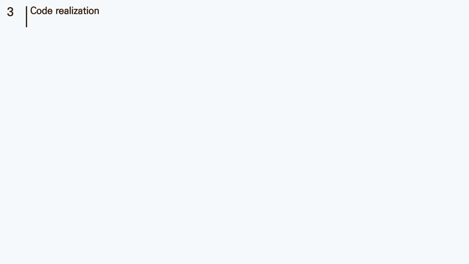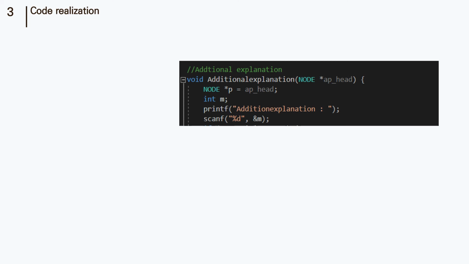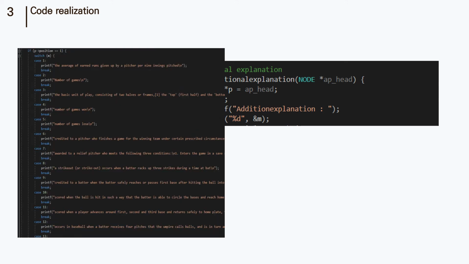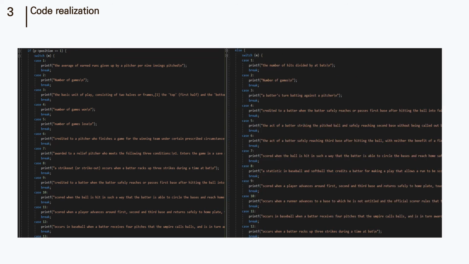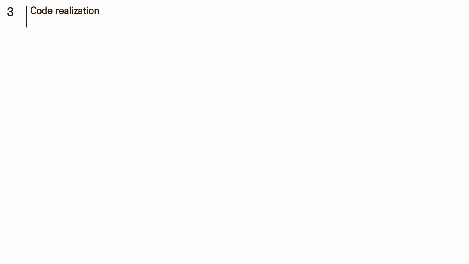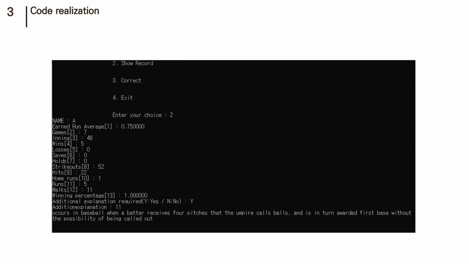Let's look at the additional explanation function. Enter a number for the term that requires an explanation, such as the number assigned in the input record function, and call the description using the switch. Then it's printed like this.